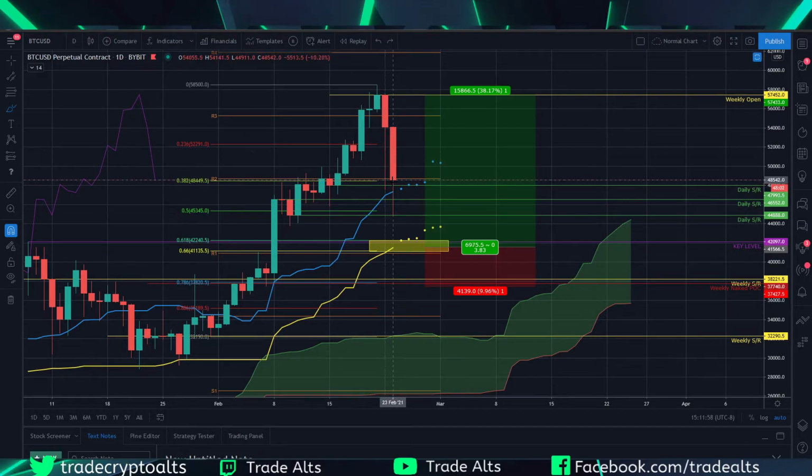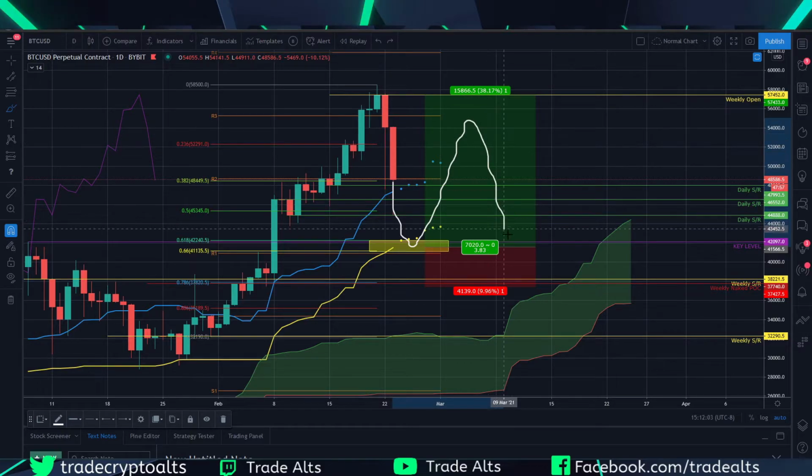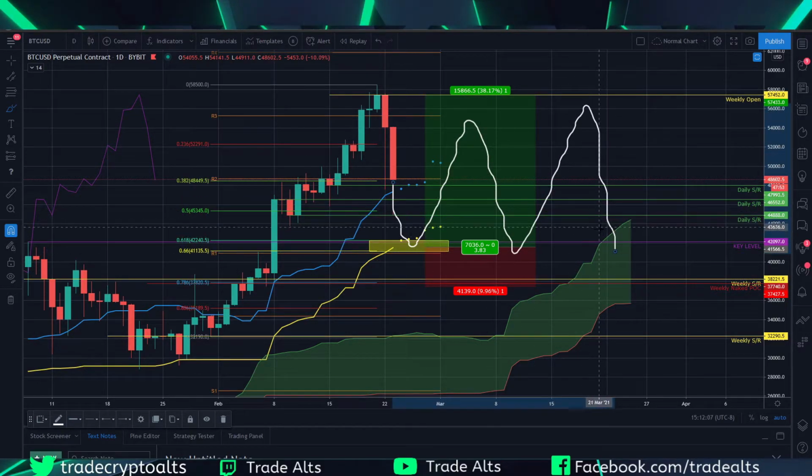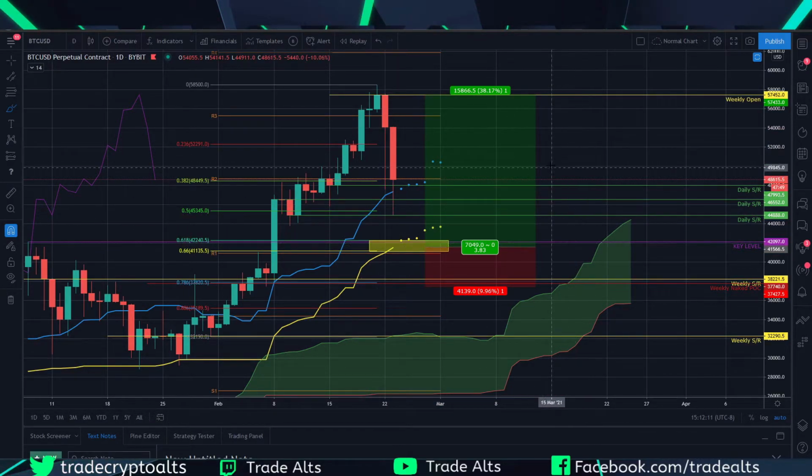So it wouldn't surprise me if maybe we come down and we just chop around for a little while. Maybe not this long, who knows, but maybe we just chop around for a bit and form a range here. And I would be totally fine with that. I actually really enjoy trading ranges.